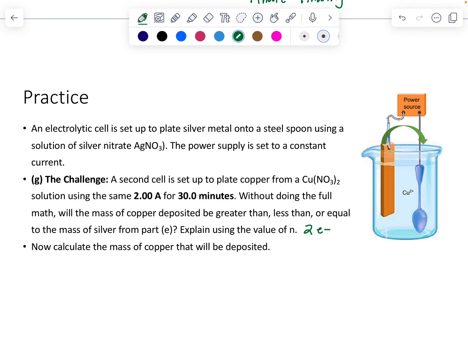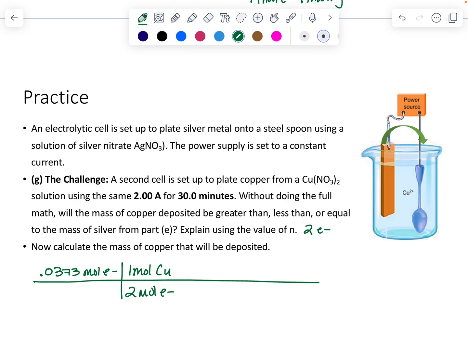So our amps and our current stay the same, so our coulombs are going to be the same. And the moles of electrons are going to be the same. So what was that? It was 0.0373. Okay, so we can start there. And that's where things are going to start being different, because it's going to be 2 moles of electrons on the bottom for 1 mole of copper.